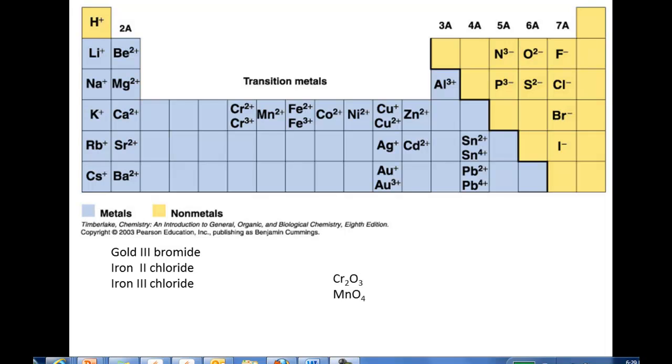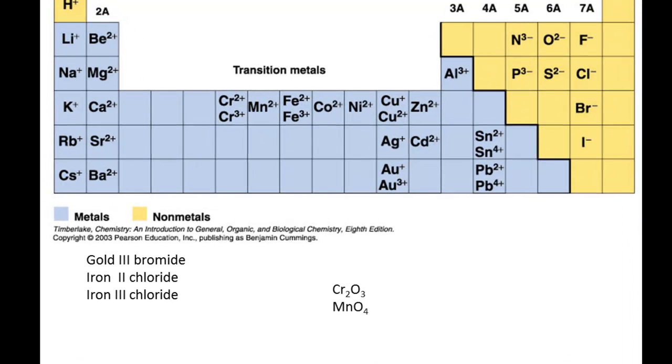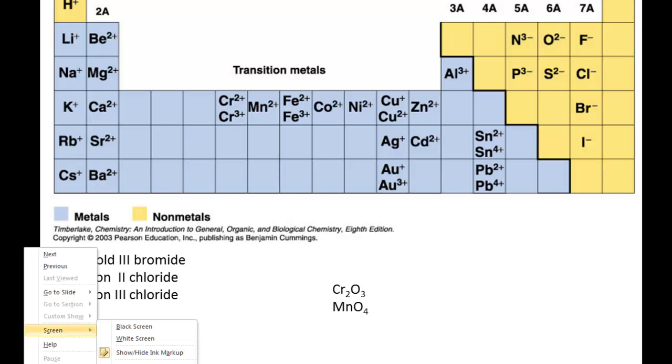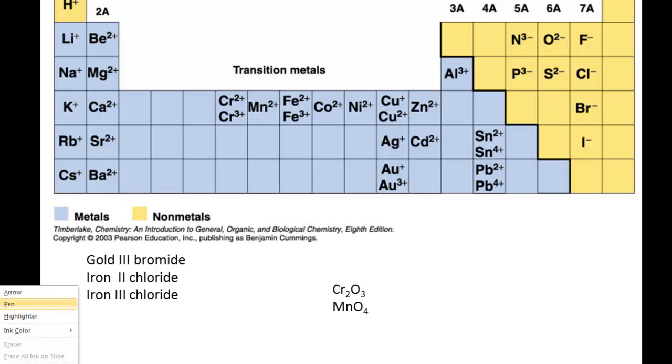Making formulas using variable oxidation state metals. Variable oxidation state metals include these transition metals, and the problem with the transition metals is they can have more than one charge, and the fancy name for that is oxidation state. These are some common charges.